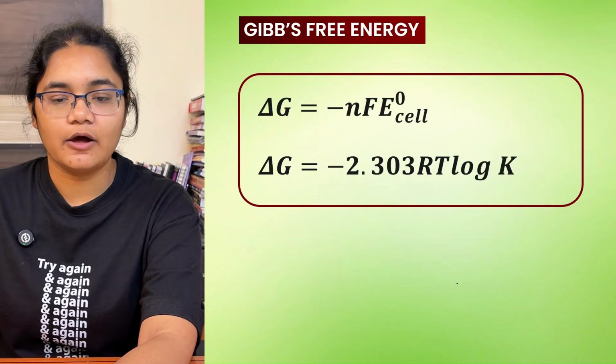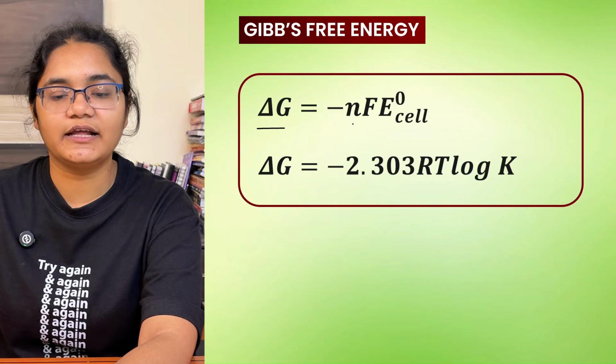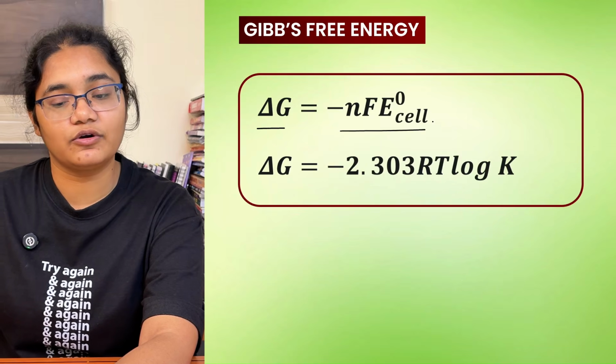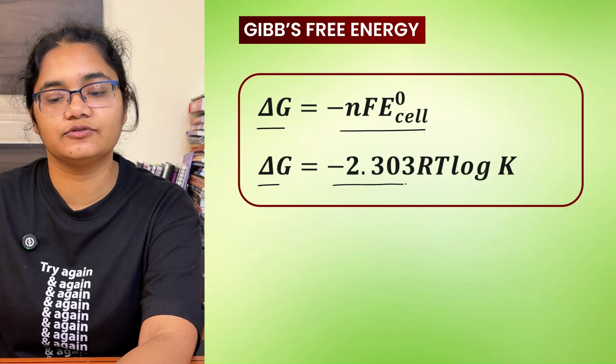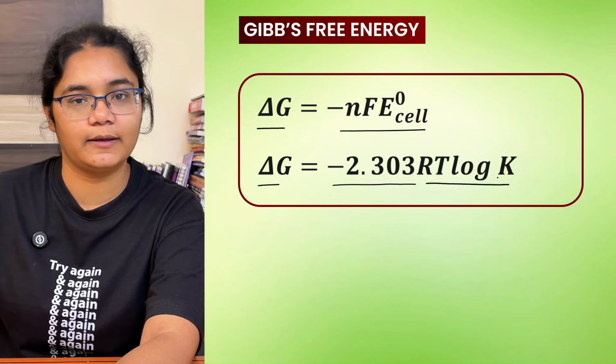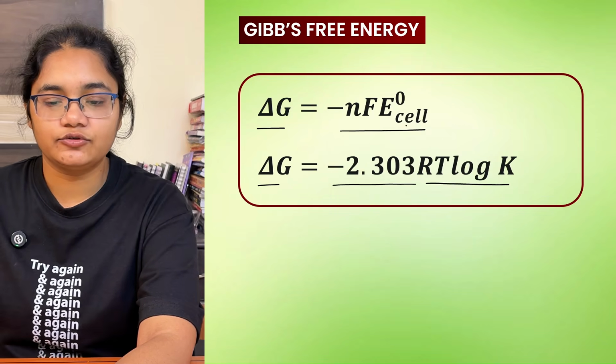Now let's talk about Gibbs free energy. Delta G is equal to minus nF E naught of the cell, and delta G is equal to minus 2.303 RT log of K. Okay, these two equations are done.